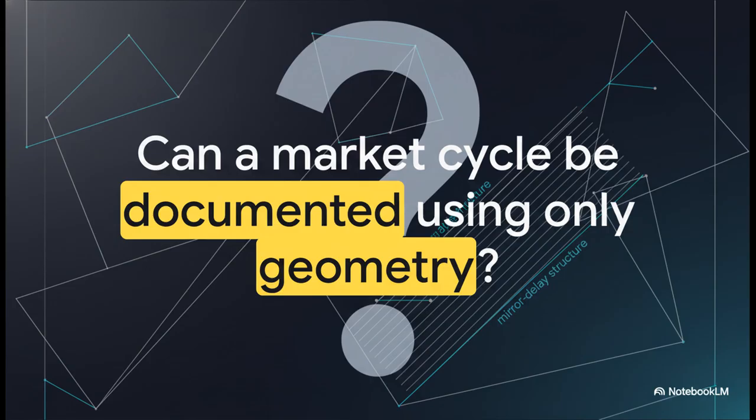So here's the big question, right? Can you actually document a market cycle using only geometry? I mean, think about it. No traditional indicators, no fundamental analysis, no news headlines, just shapes on a chart. It sounds kind of wild, but that's exactly what we're going to observe here. We're going to look at the initial plan, watch the events unfold, and then see the final results.